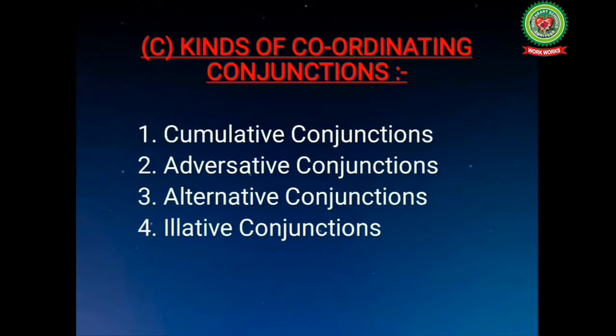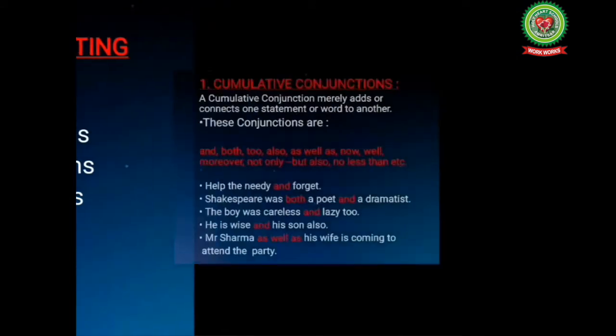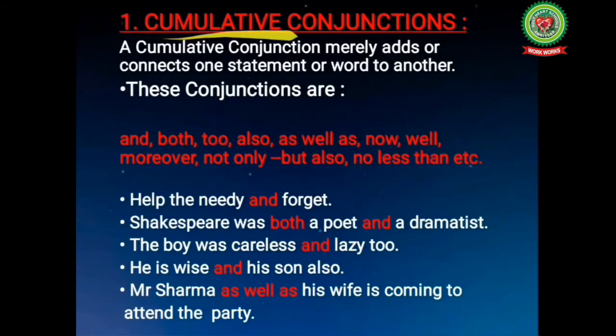Children, there are four kinds of coordinating conjunctions. Number 1, cumulative conjunctions. Number 2, adversative conjunctions. Number 3, alternative conjunctions. And number 4 is illative conjunctions. Let's begin with the first type, that is cumulative conjunctions.